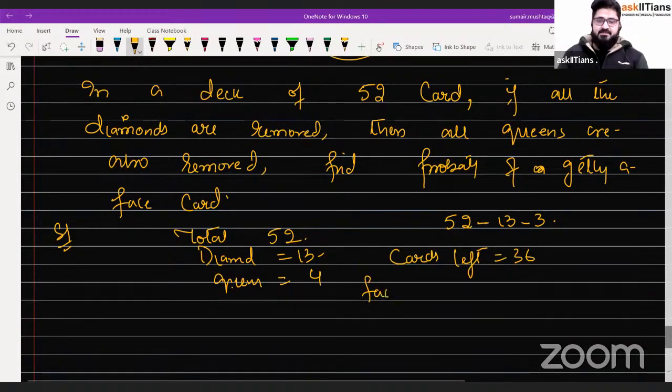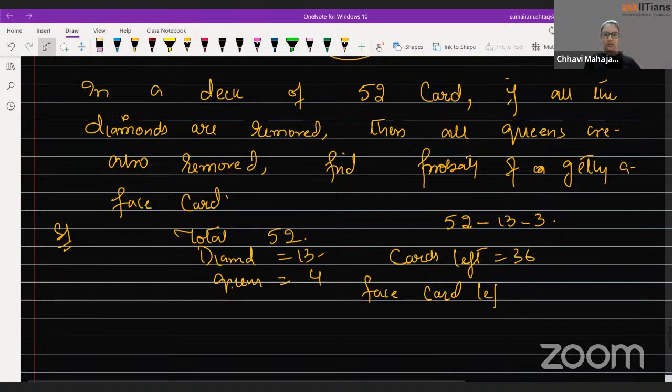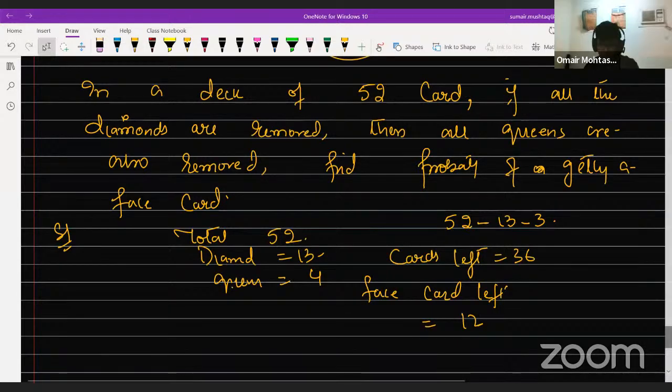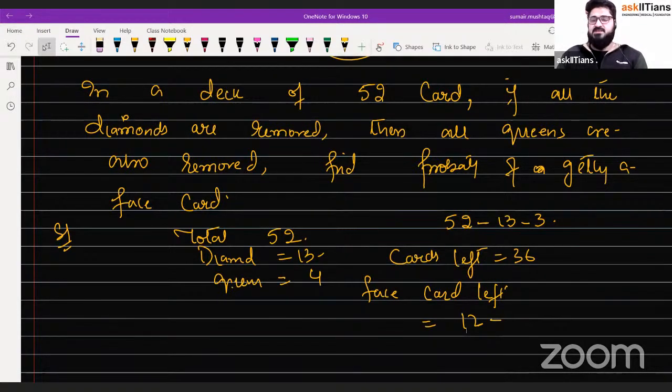Now tell me, face cards left. In a deck of cards, there are a total of 12 face cards, and each suit contains 3 face cards. Now from the diamonds, 3 face cards are removed. Since all the queens are removed, 1 queen is already removed, so 3 more queens are removed from the spades, the clubs, and the hearts. So the removed face cards are 6 in total, leaving 6. So probability will be 6 by 36, that is 1 by 6. This is your answer.